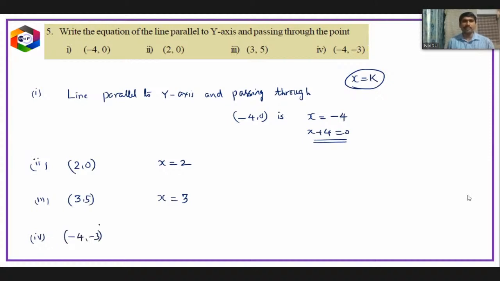It is passing through (-4, -3), and that should be the equation of the line parallel to the y-axis. Yes.